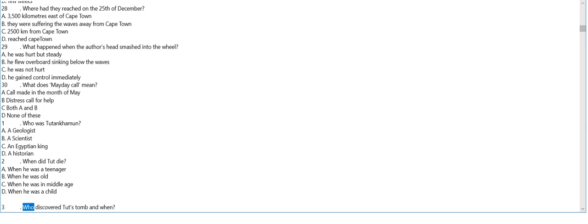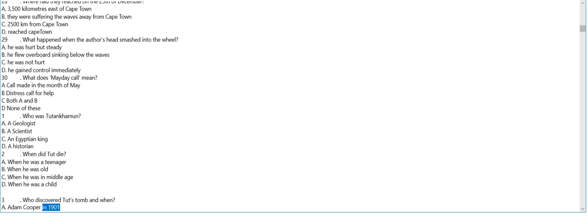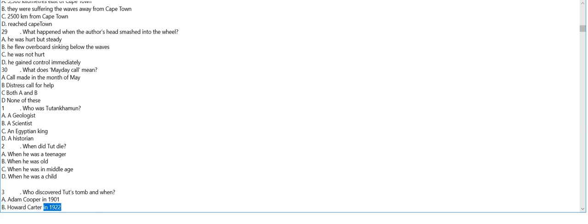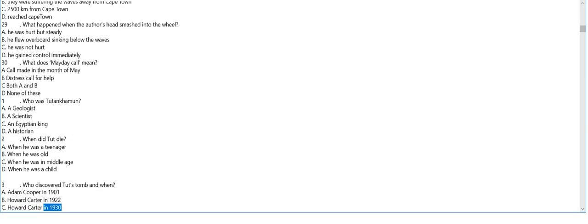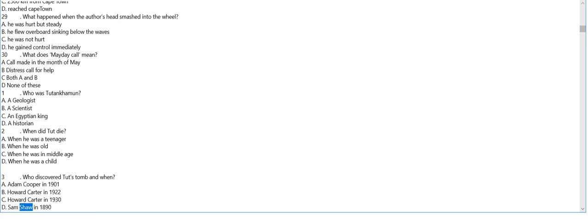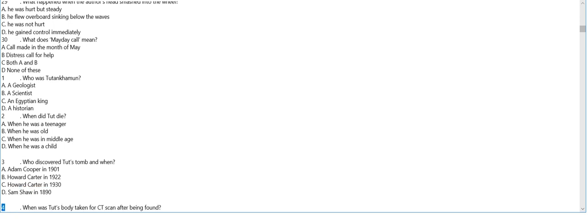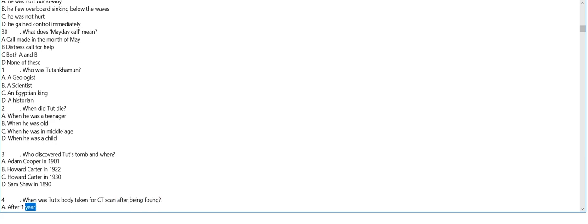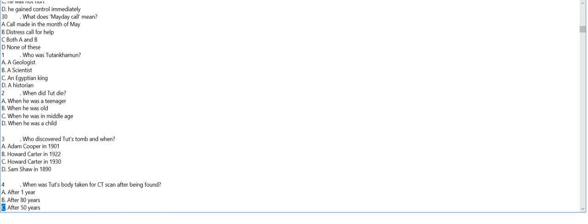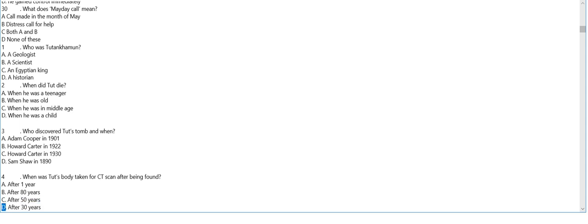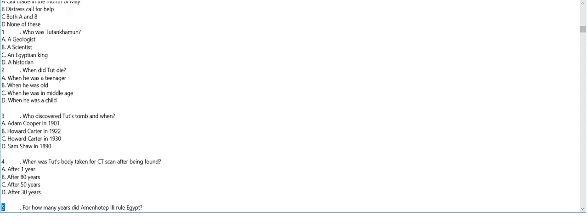3. Who discovered Tut's tomb and when? A. Adam Cooper in 1901. B. Howard Carter in 1922. C. Howard Carter in 1930. D. Sam Shaw in 1890. 4. When was Tut's body taken for CT scan after being found? A. After 1 year. B. After 80 years. C. After 50 years. D. After 30 years.